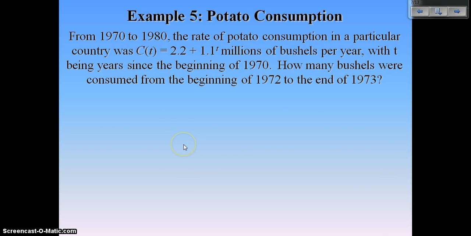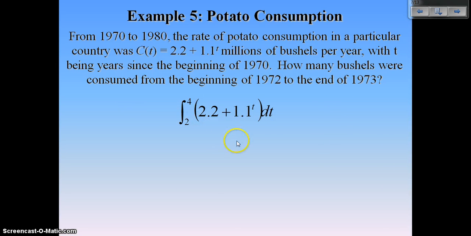So, using that strategy for this first problem, potato consumption. What an exciting problem, consuming potatoes. From 1970 to 1980, the rate of potato consumption in a particular country was C of t equals 2.2 plus 1.1 to the t millions of bushels per year, with t being the years since the beginning of 1970. How many bushels were consumed from 1972 to the end of 1973?